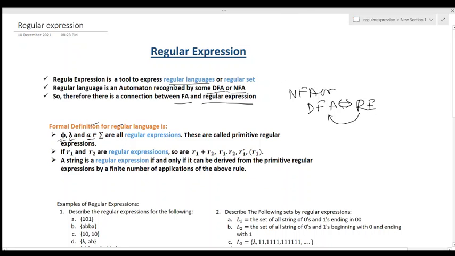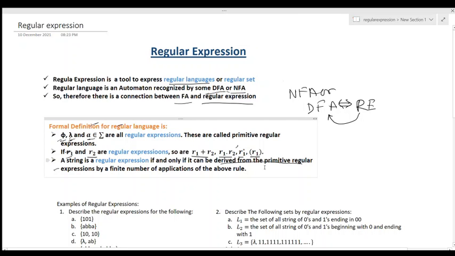Second, when you have regular expressions R1 and R2, then the combination of R1 or R2, like OR, and the concatenation R1 and R2, or R star closure, or a parenthesized expression R1, are all regular expressions. A string is a regular expression if and only if it can be derived from some primitive regular expression like a, lambda, phi, something like that.